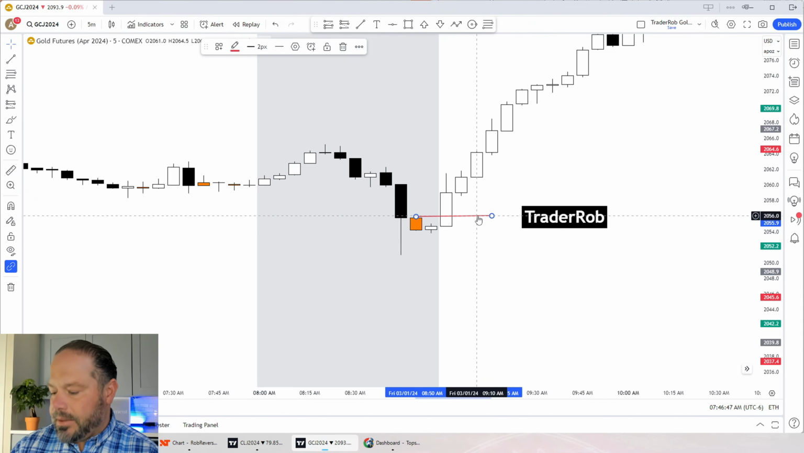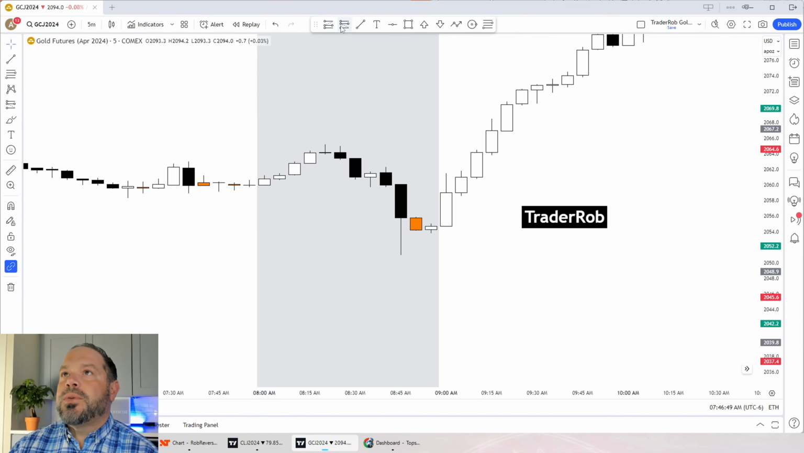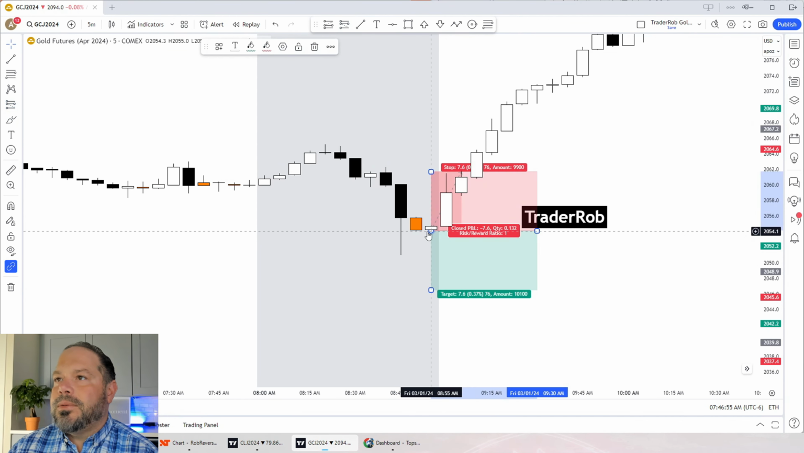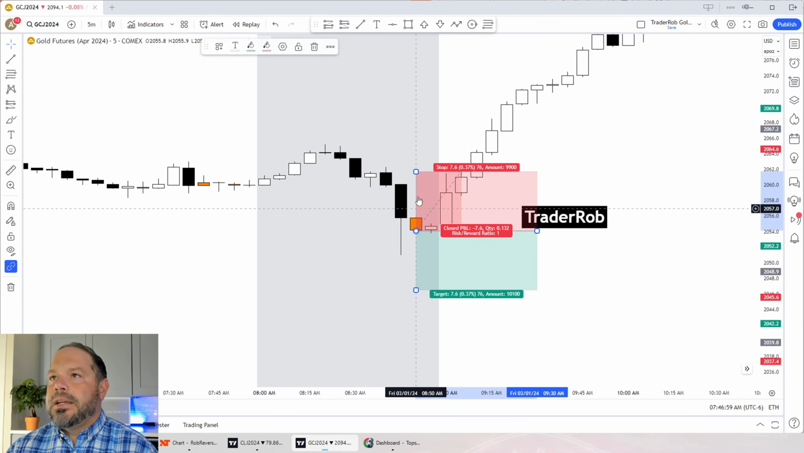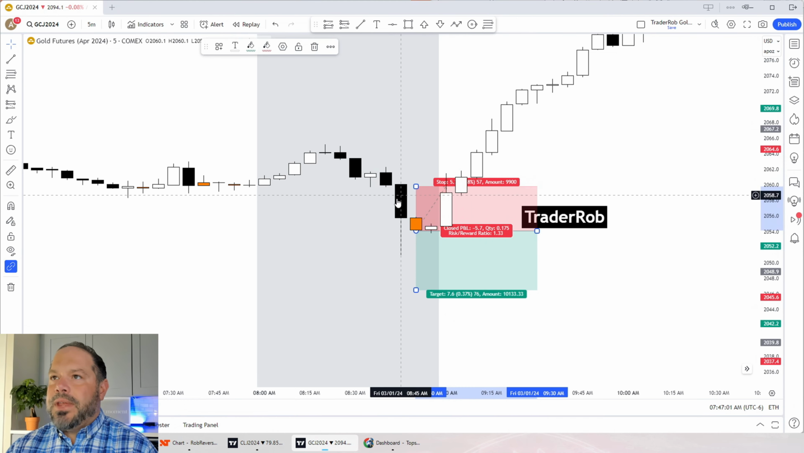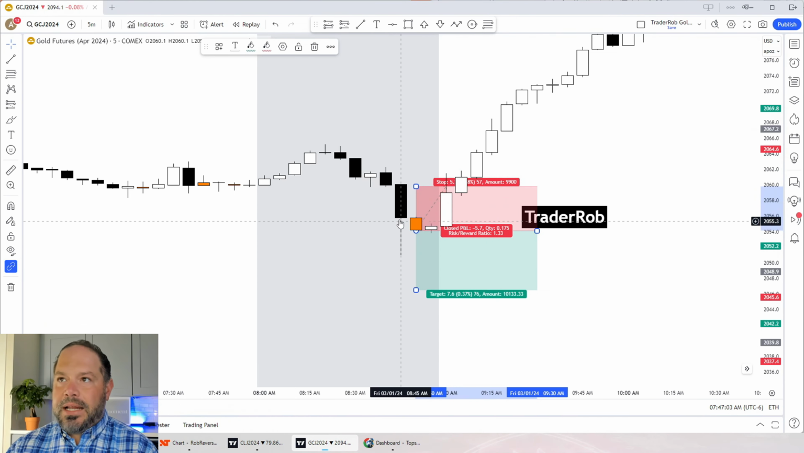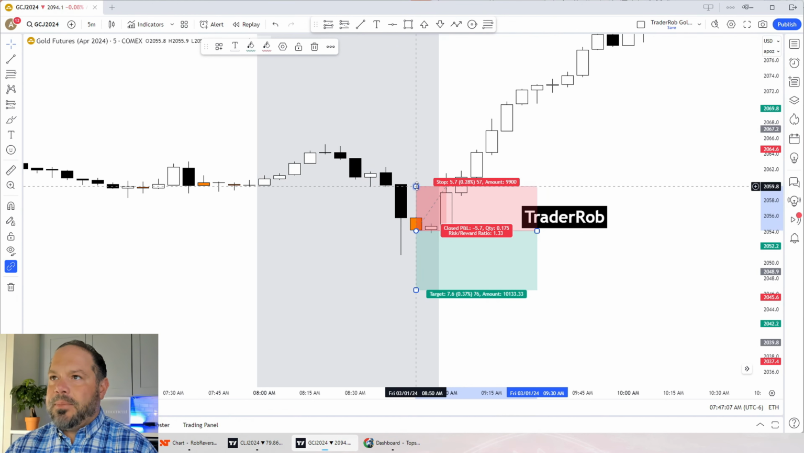So let me bring up my short tool here. Bottom of this candle right there. There it is. Let's bring this over here. Now, our source bar is what I like to factor in for my stop loss and my take profit. If we go to the top of the source bar, it was about 61 ticks.